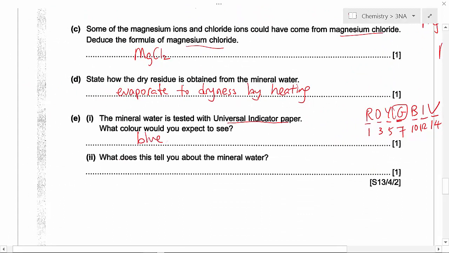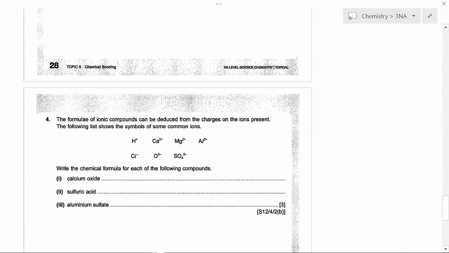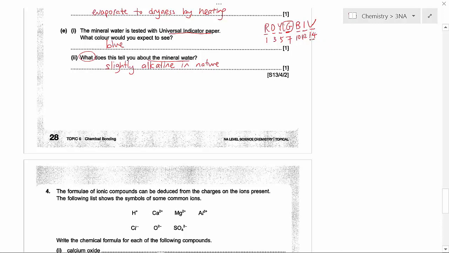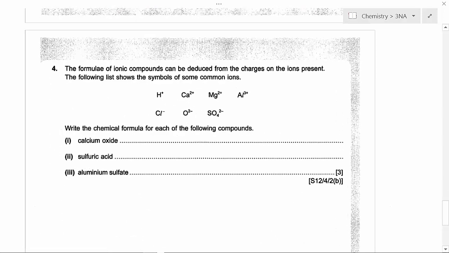So what does it tell you about the mineral water? It is slightly or weakly alkaline in nature. Okay, slightly alkaline in nature. Right. So if it's around 12, above 12 is a strong alkaline. If it's below 7, just around 4 or 5, it is called weak acidic, slightly weak acidic. But if it's 1, 2, 3, it's strongly acidic. All right. The last question here.